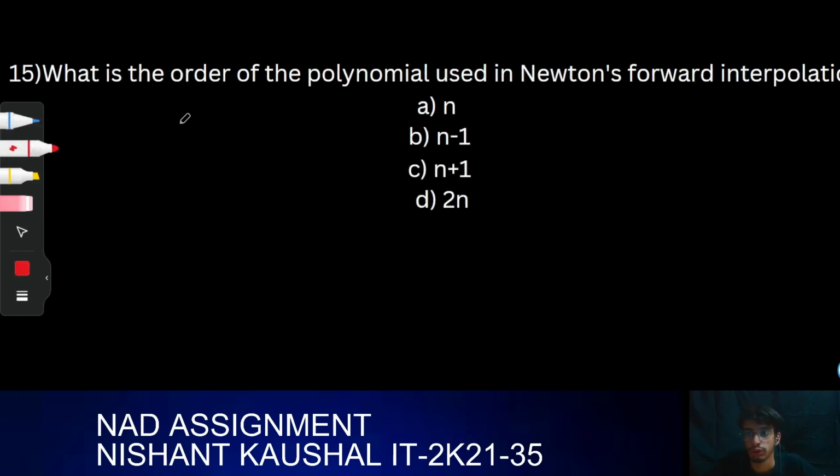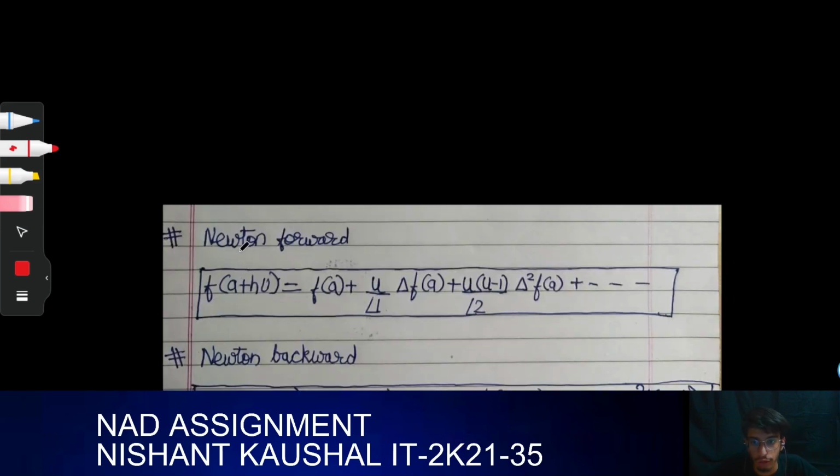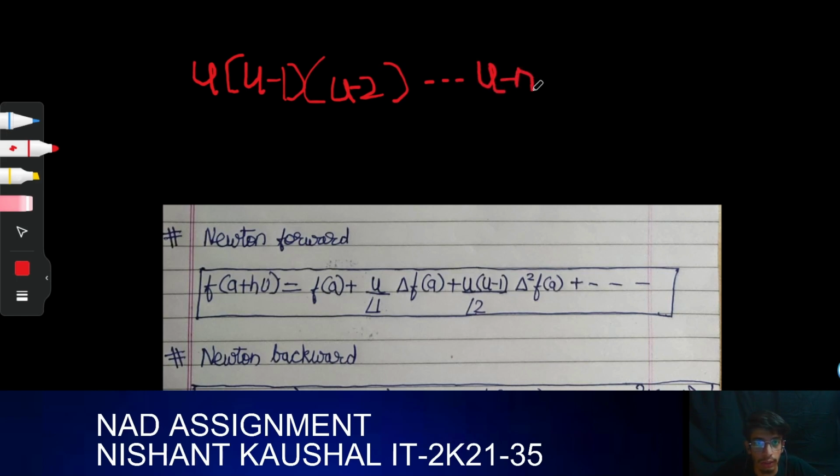So let us proceed to question number 15. Question number 15 says, what is the order of the polynomial used in Newton forward interpolation? So let us see the Newton forward interpolation formula: f of a plus h equals f of a plus u upon factorial 1 del of fa plus u into u minus 1 upon factorial 2 del square of fa. So if we find the nth term of this expression, it will be u into u minus 1 into u minus 2 up to u minus n minus 1, right?